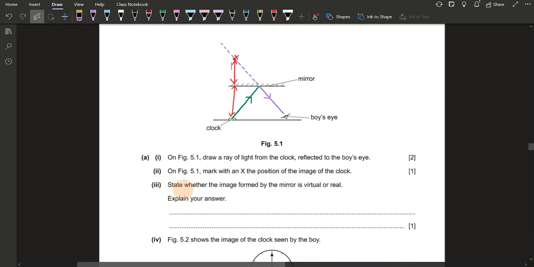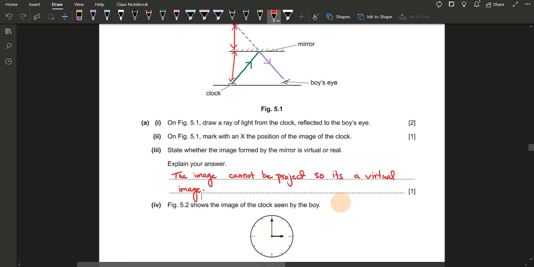Part 3 says, state whether the image formed by the mirror is virtual or real. Explain your answer. So we can write our answer here that the image cannot be projected. Cannot be projected. So it's a virtual image. And we get one mark for that.